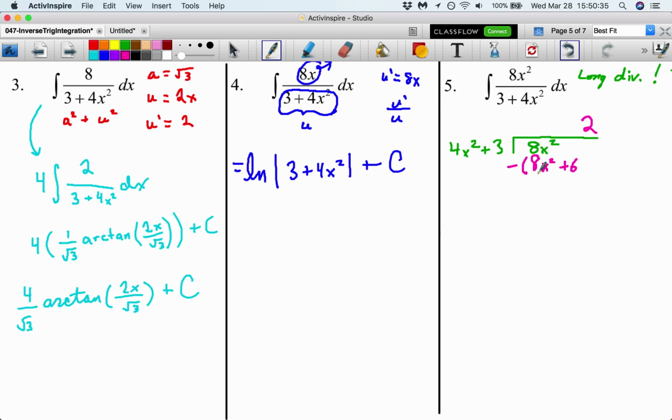And remember, we're subtracting the entire group. You should distribute that negative. I can do it mentally. Can you? And when we subtract 8x squared minus 8x squared, that'll be 0. I'll change colors again to a nice royal purple. 0 minus 6 will be negative 6. So the remainder is negative 6.